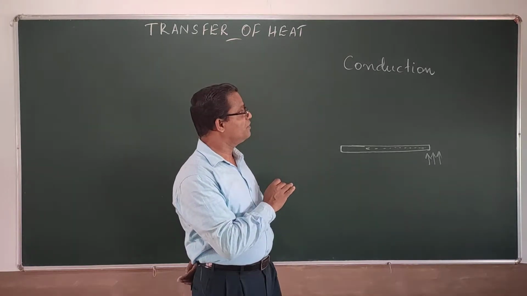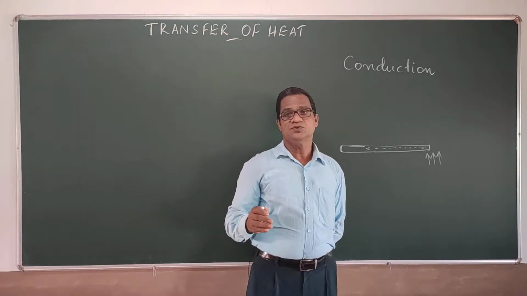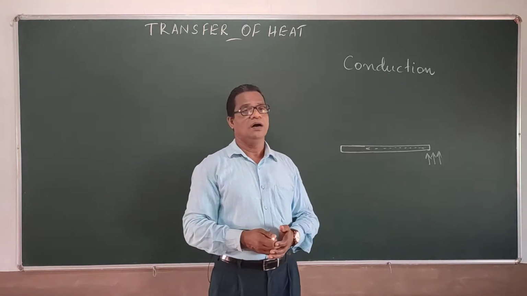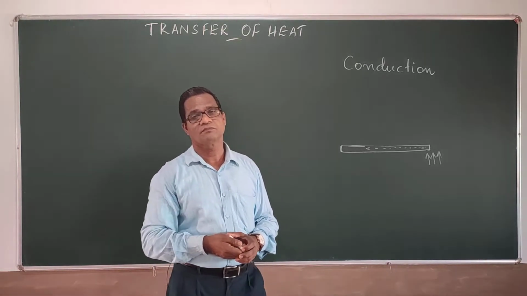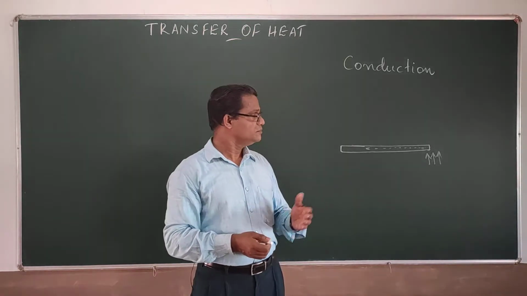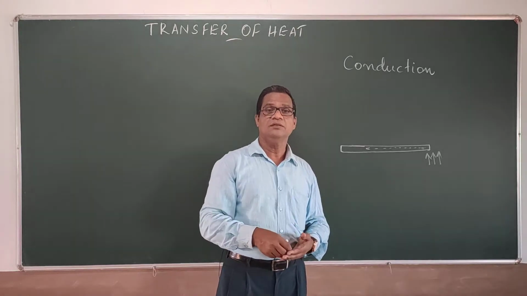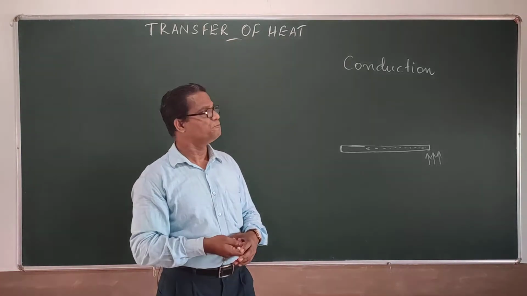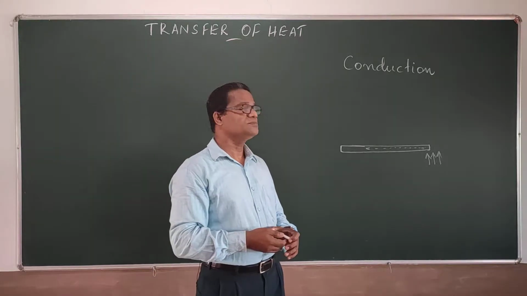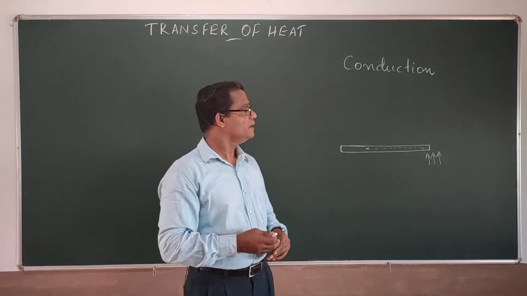Now this type of transfer of heat is used in the process of cooking. We are using metallic pots for cooking. Heat is transferred through the metal to reach the substance taken inside. And you can find many other examples of conduction.